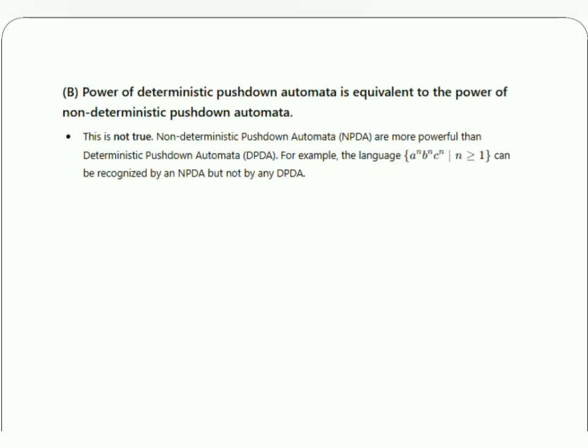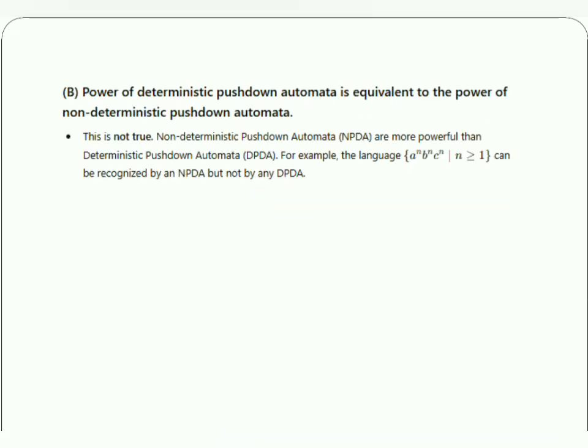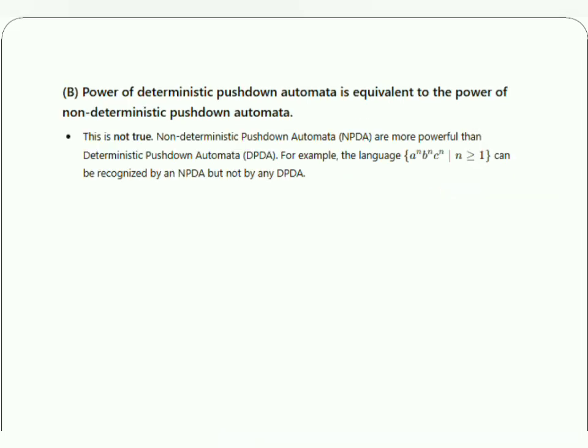The power of a deterministic push-down automata is equivalent to the power of a non-deterministic push-down automata. So this is not true. Why is this not true? Here the non-deterministic push-down automata has more power than the deterministic push-down automata. So that's why option B is correct. The deterministic push-down automata and the non-deterministic push-down automata are not equivalent here. So the option is B.